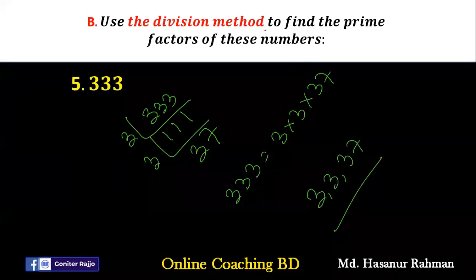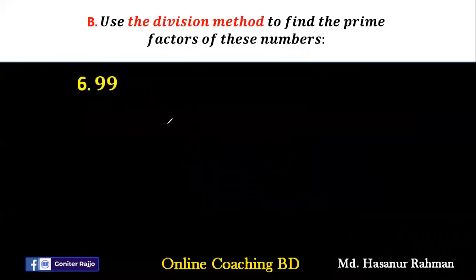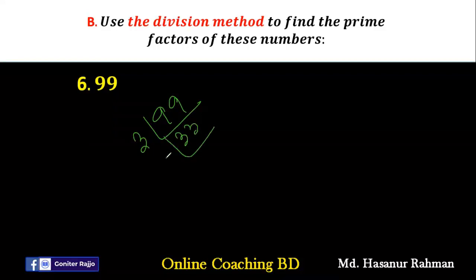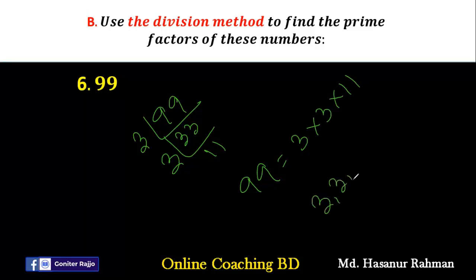Now our last question. The last question says number 6, 99. So we have to divide 99 by 3 at first. That will be 33. We can divide 33 by 3 again. It will be 11. So 99 is equal to 3 multiplied by 3 multiplied by 11. And what will be the prime factors of 99? That will be 3, 3, 11.